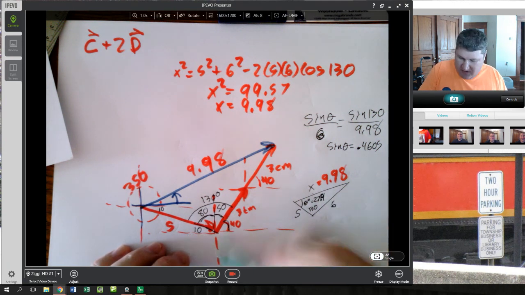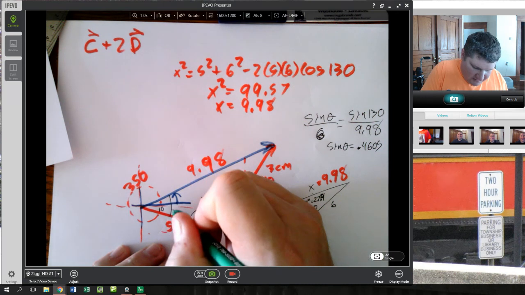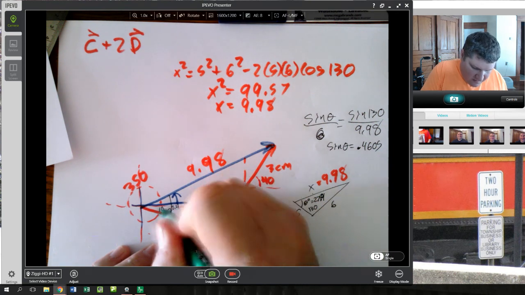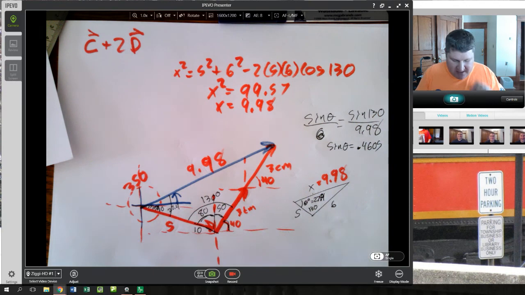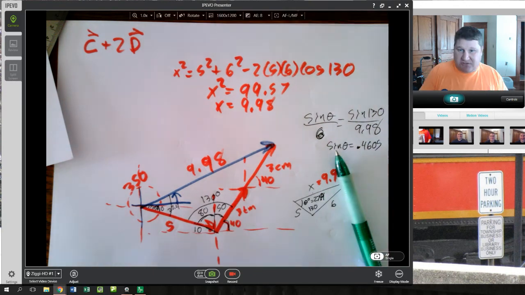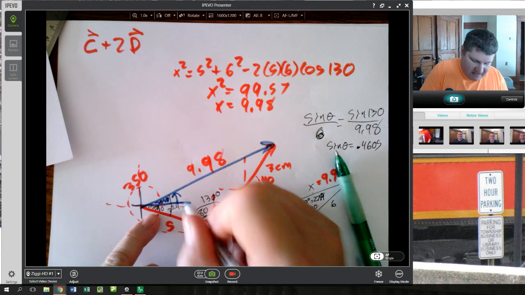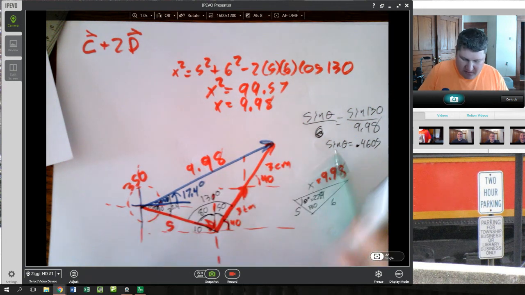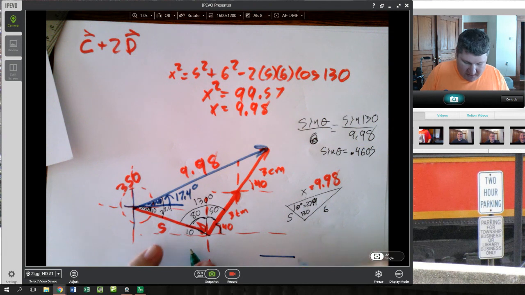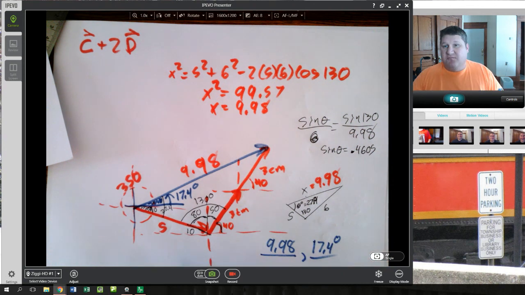27.4 it looks like. Now, folks, if the whole thing is 27.4 and this much of it's 10, how much is the part that I actually care about? How much is this part? 27.4 minus 10 is 17.4 degrees. Your answer here is going to be 9.98, 17.4 degrees. And there you go. That's how you do both of those problems. So get the ones that you have to do done. Don't do these problems. Do the ones that were assigned.